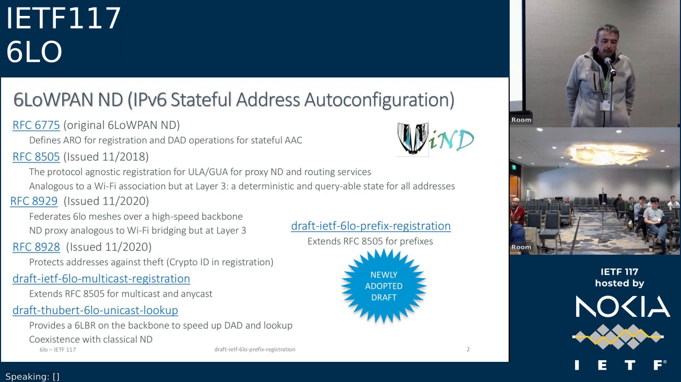Then we had 8928, which allowed us, and we'll come back to that, to guarantee the ownership of the registration if the requester which wants to register this address later appears somewhere else. There is a way to ensure cryptographically that it is the actual owner of that address. So that avoids all the security issues of injecting addresses or getting traffic for an address that you do not own.